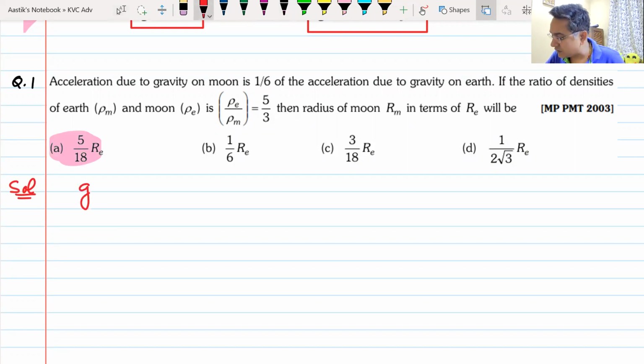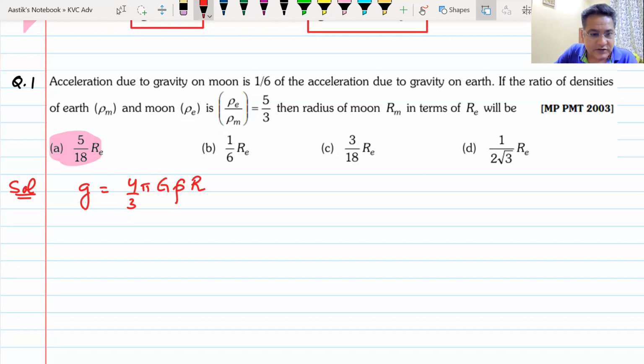With the value of g in terms of density, I have already given you the formula. It is 4/3 pi G rho R. Yes or no? So from there you can find the ratio of acceleration due to gravity: g for Earth, write everything in terms of Earth; g for Moon, write everything in terms of Moon, and then divide them. Yes or no?